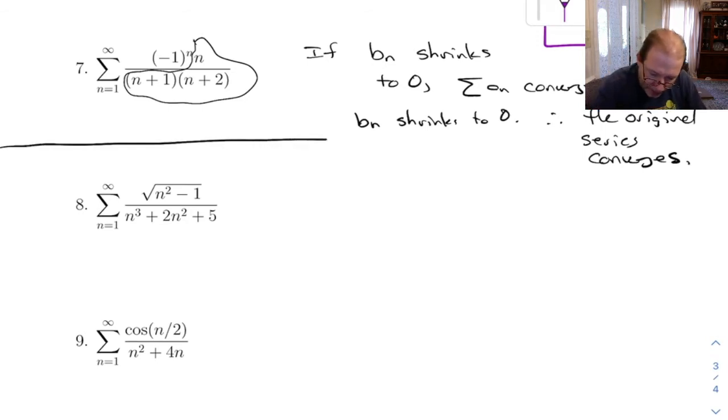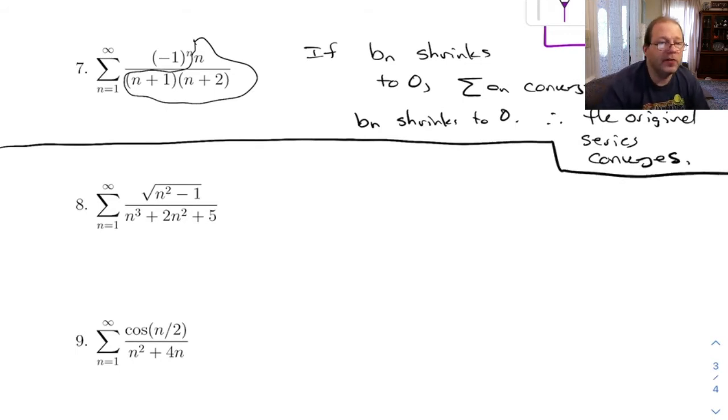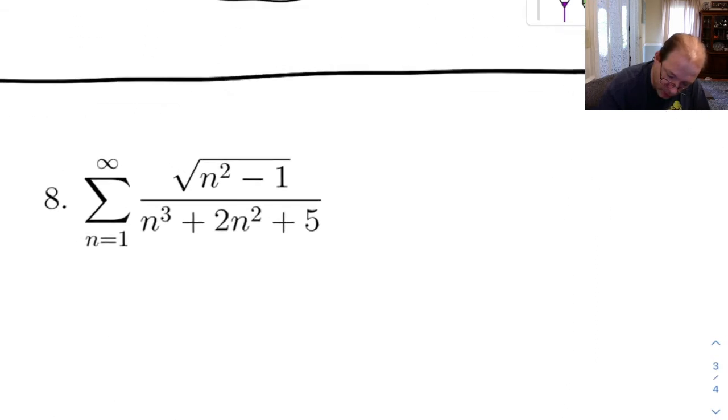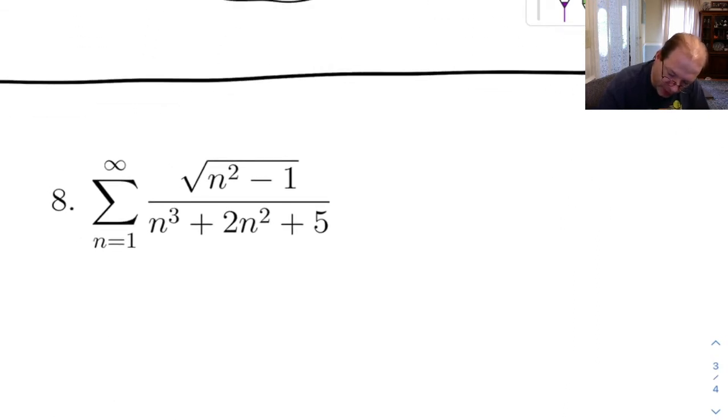All right, let's look at 8. On 8, we've got square root of n squared minus 1 over n cubed, and so on. First up, if you look at this, the top has a degree of, it's like n to the first, because you're taking the square root of n squared. Basically, this is the dominant term, and down here, this is the dominant term.